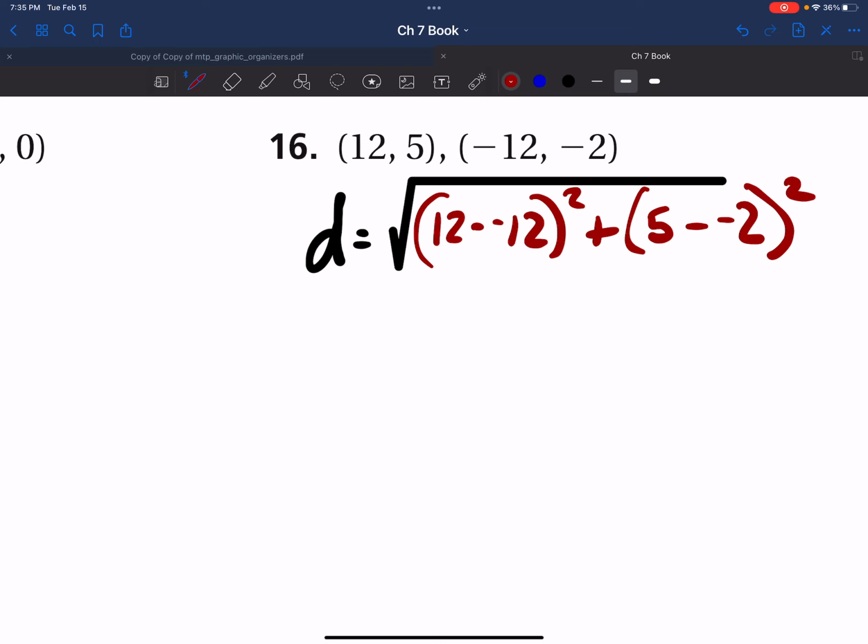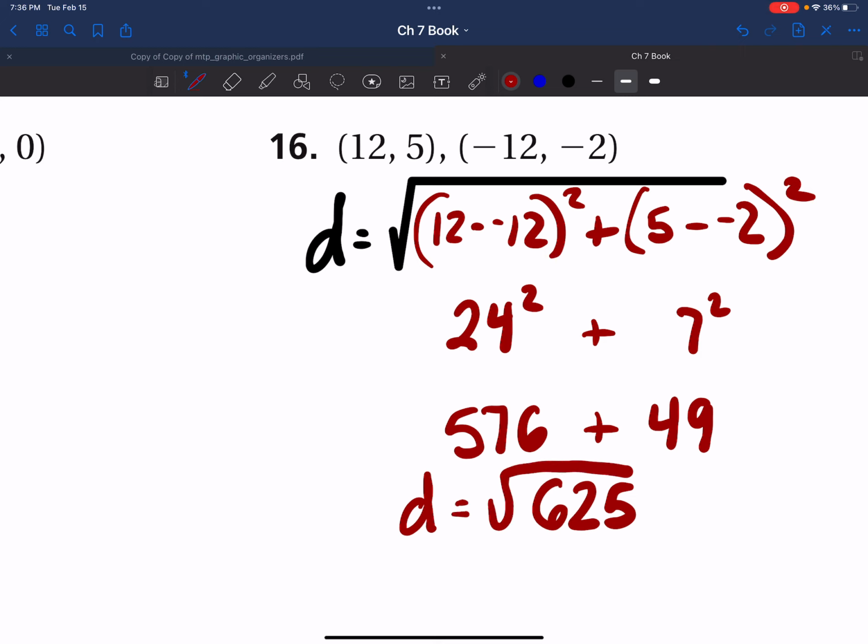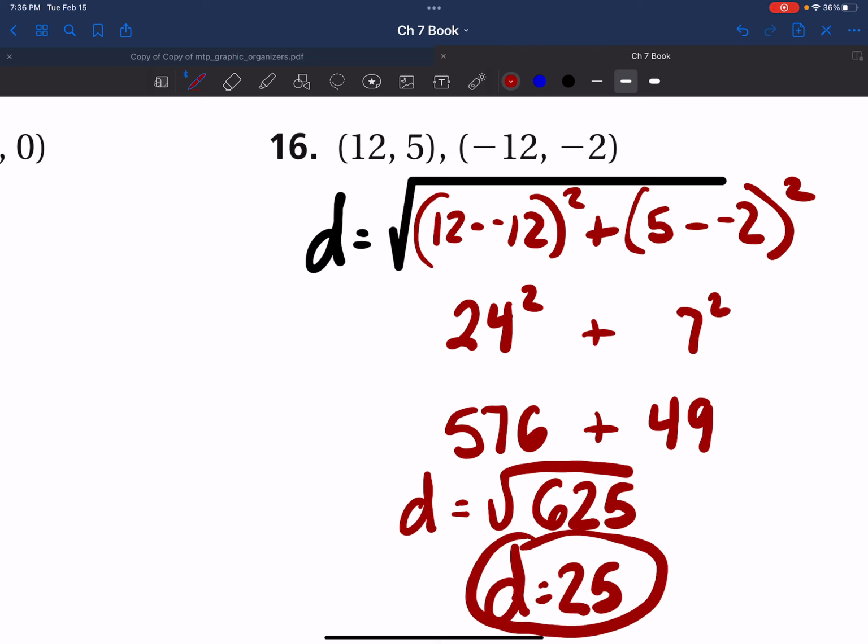12 plus 12, that is 24 squared. 5 plus 2 is 7 squared. 24 squared is 576. 7 squared is 49. 576 plus 49 is 625. And guys, that is one that does equal something nice. I can remember this. 625, the square root of that is 25. Ba-boom. Done.